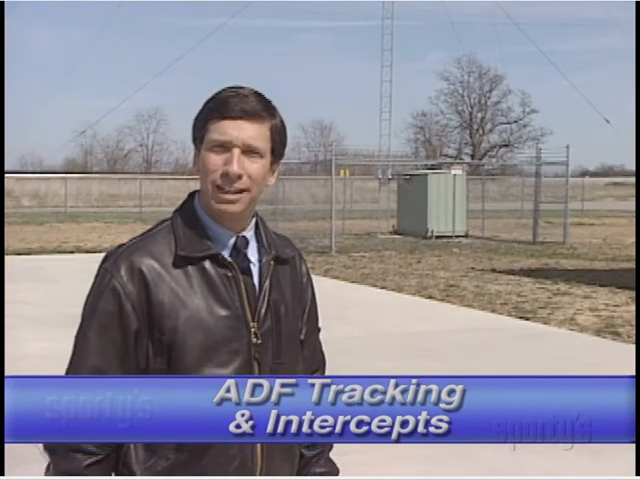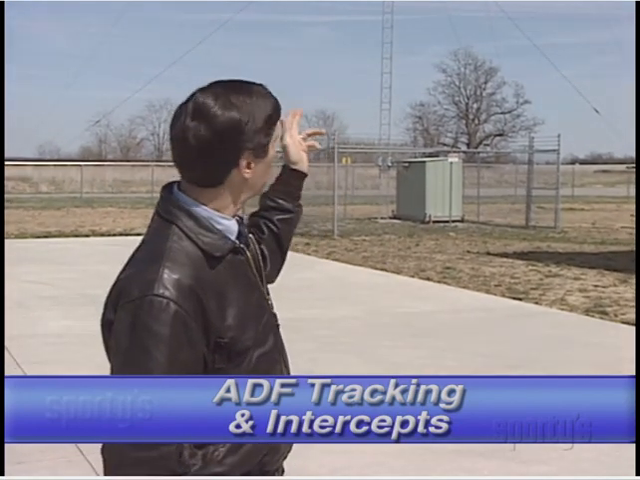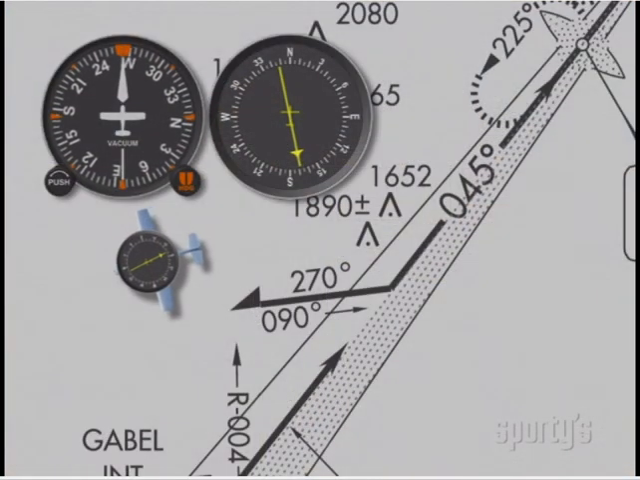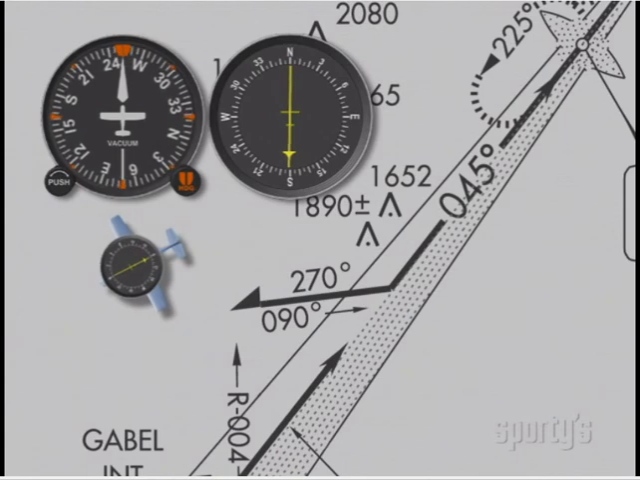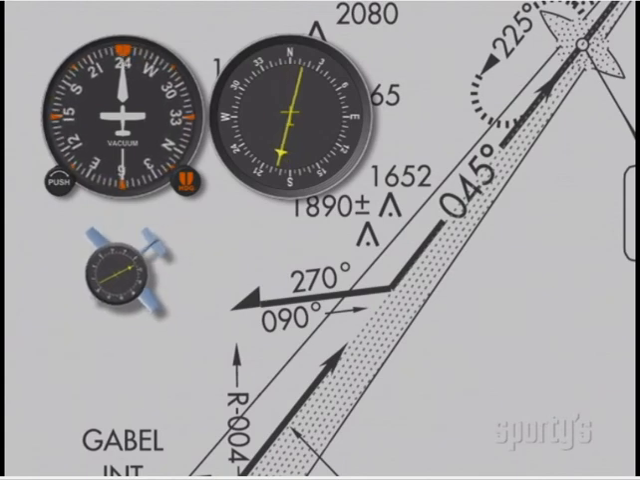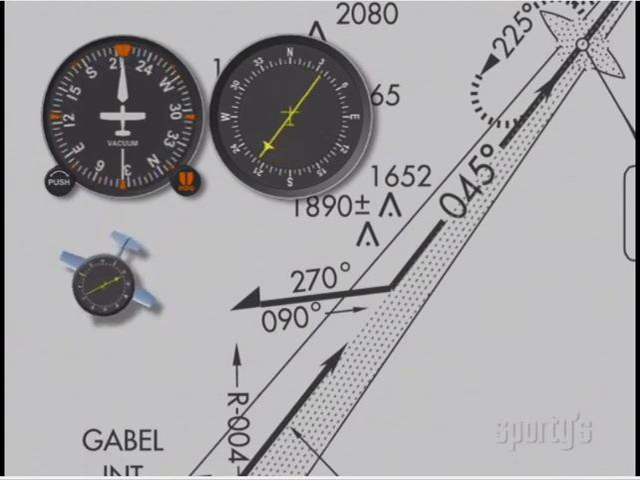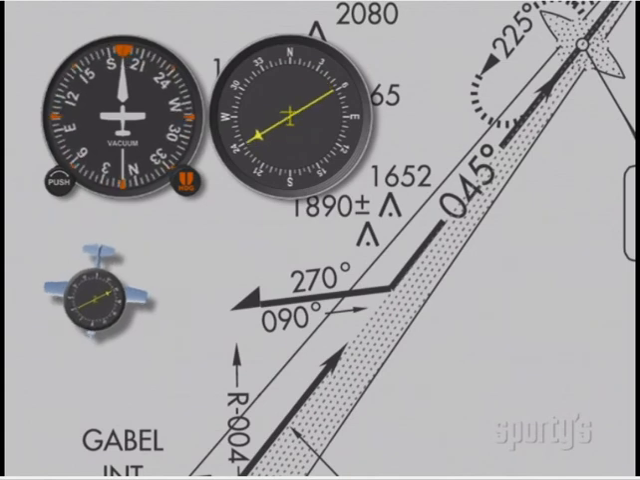An ADF needle simply points to the station being tuned. Intercepting bearings to or from a non-directional beacon, an NDB, is a relatively simple matter of visualizing angles. Let's look at how this works on a procedure turn. After making the 180, the next thing to happen is an interception of the final approach course.